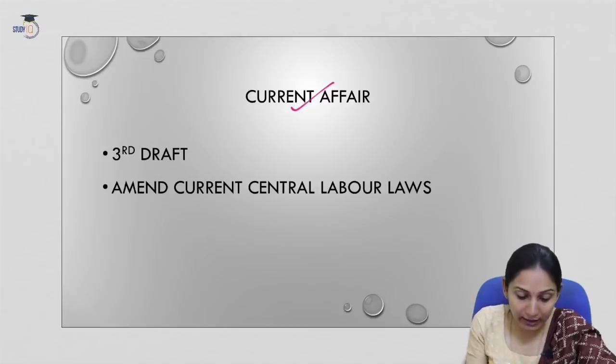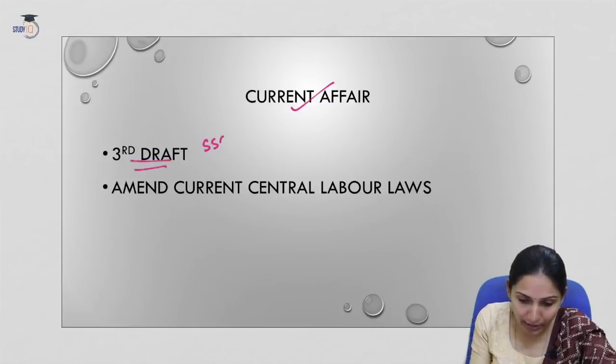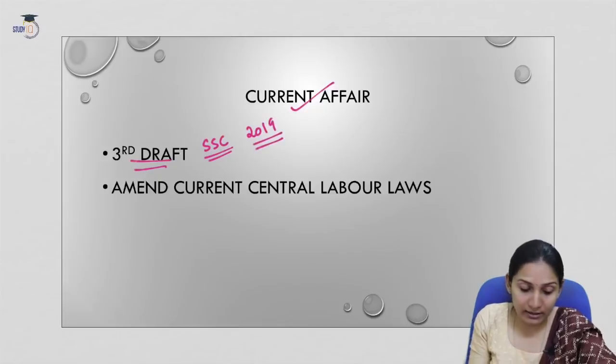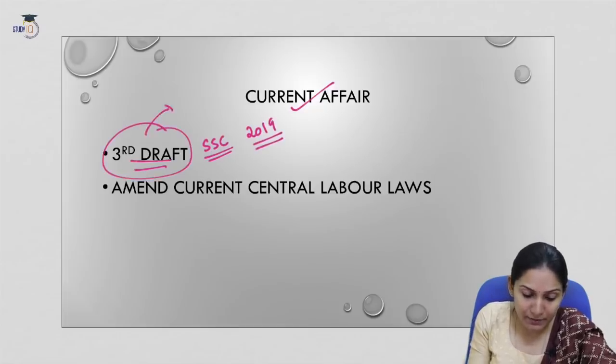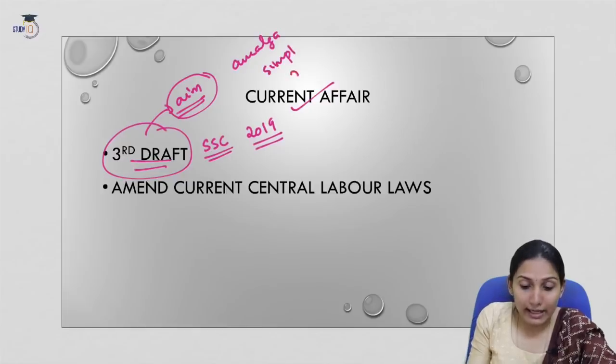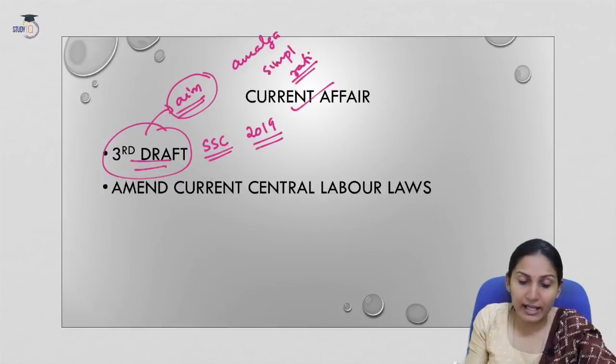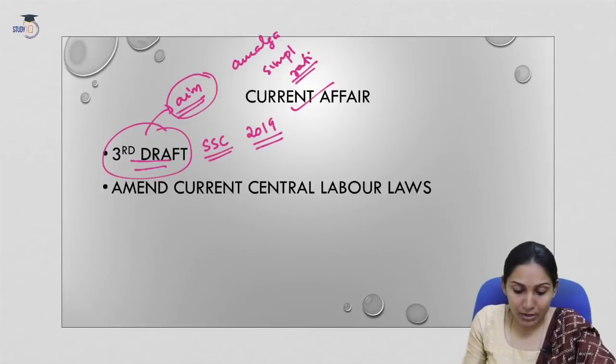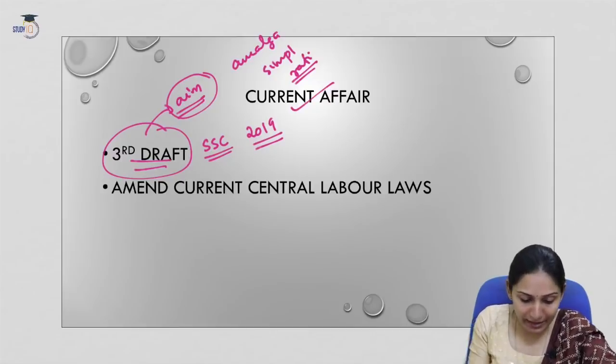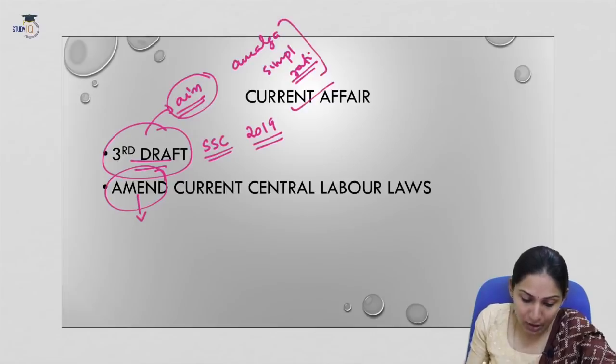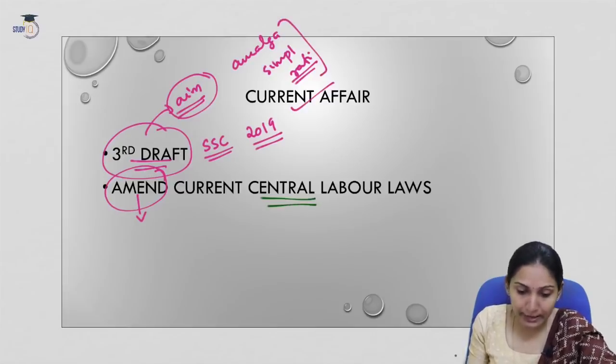So the third draft on the Social Security Code of 2019 has come out, and the aim of the third draft is to amalgamate, that is to club, and also to simplify and to rationalize the relevant provisions of the existing central labor laws. So it tries to amend through amalgamation, simplification and rationalization of the already existing central labor laws.